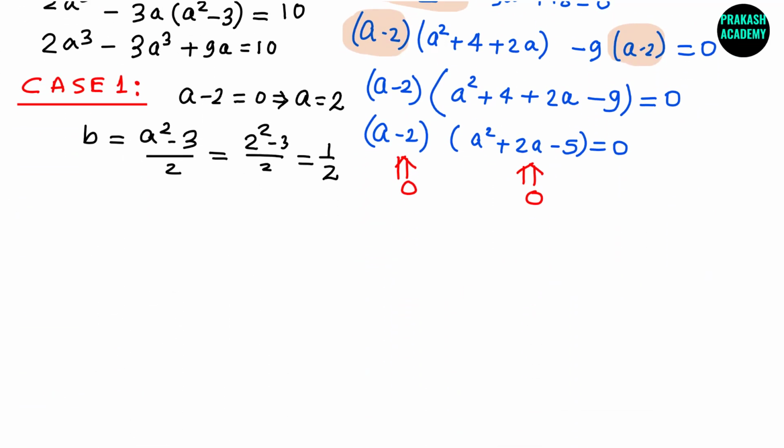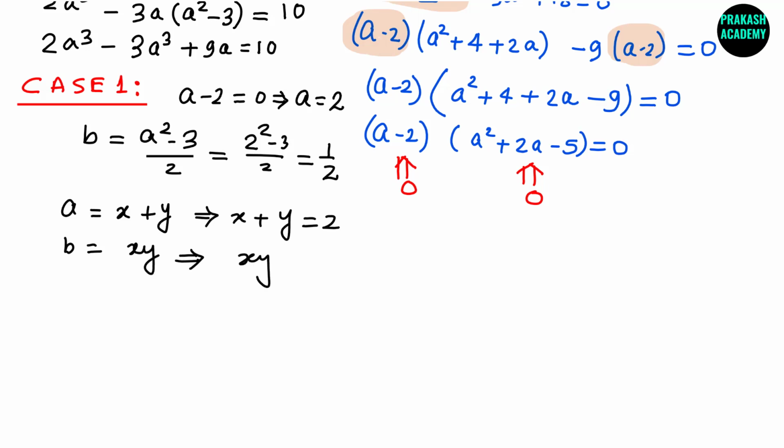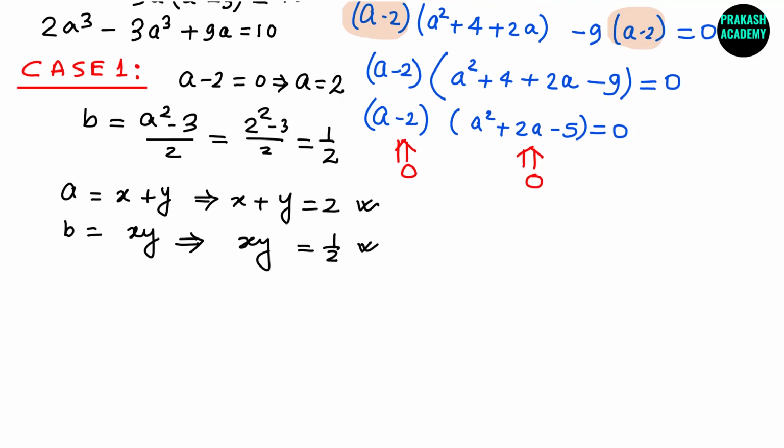So a is x plus y, so from here I can say x plus y equals 2. And what was b? b was x times y. This means xy equals 1 by 2. So now I have x plus y, I have xy, then I can calculate x minus y and I can solve for x and y.